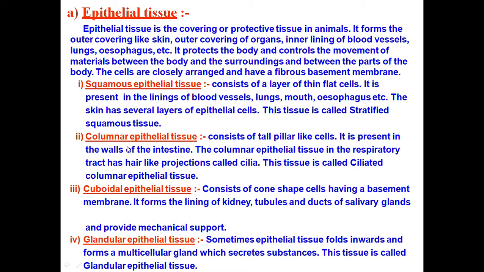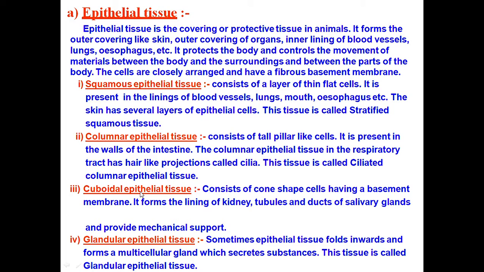Then the second type of epithelial tissue is columnar epithelial tissue. It consists of tall pillar-like cells. Because of the pillar-like cells, it is known as columnar epithelial tissue. It is present in the walls of intestine. The columnar epithelial tissue is present in the respiratory tract also, and there it has hair-like projections which are known as cilia. So because of the presence of these cilia, the tissue is also known as ciliated columnar epithelial tissue.